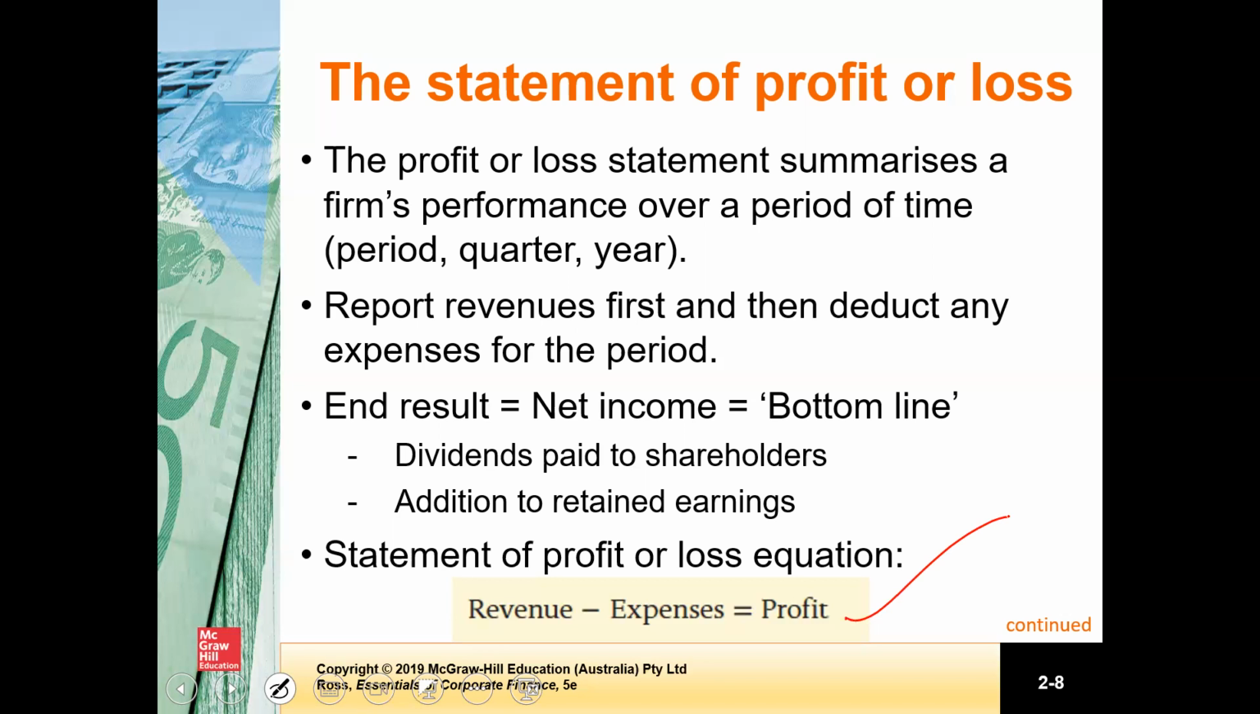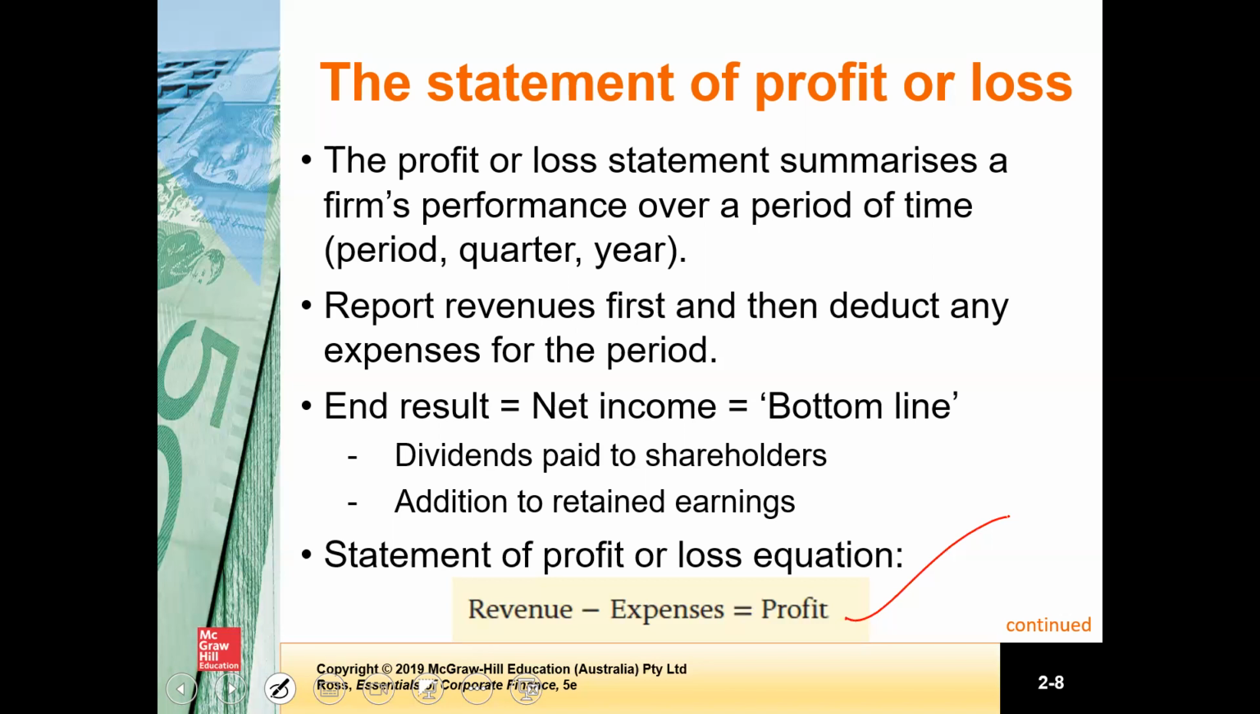So if you think of the statement of financial position that we discussed in the last video as a snapshot, then you can think of a statement of profit and loss as a video recording covering the period between the before and after picture. Okay.